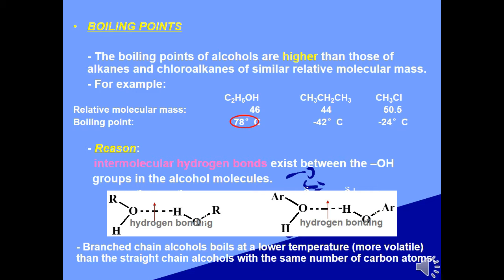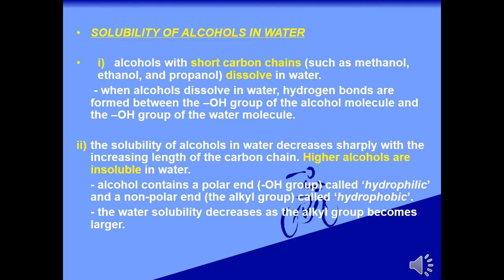For example is hydrogen bonding, R-OH, HO-R bonding, hydrogen bonding for structure. Okay, branched chain alcohols boil at a lower temperature, more volatile than the straight chain alcohols with the same number of carbons. Okay, next for solubility of alcohol in water.